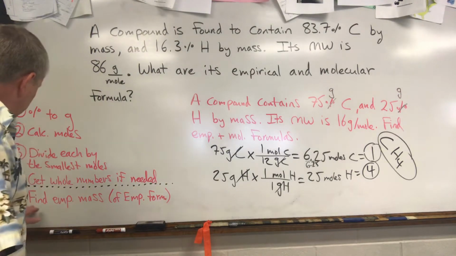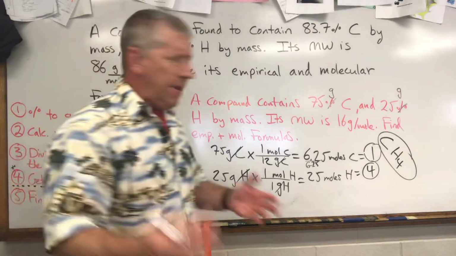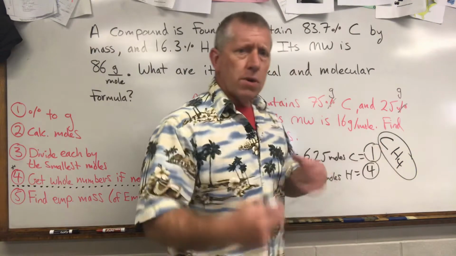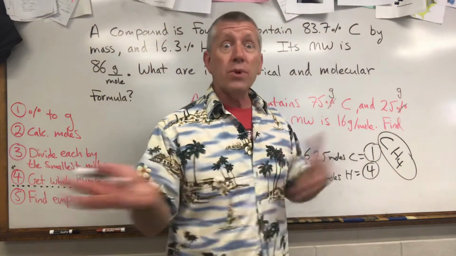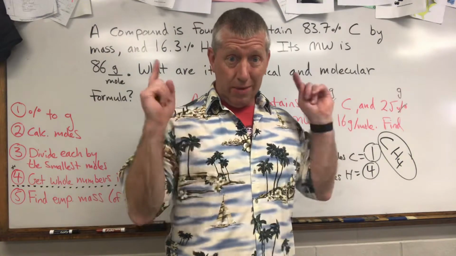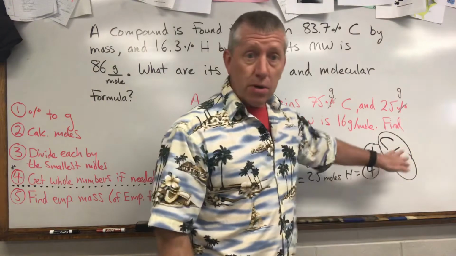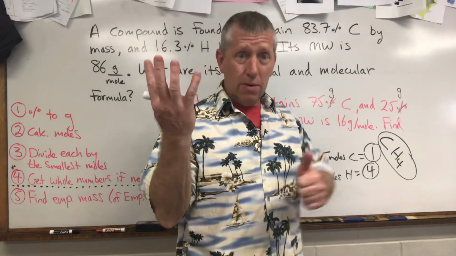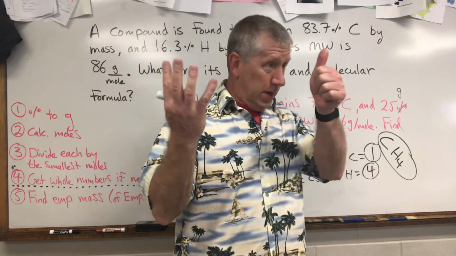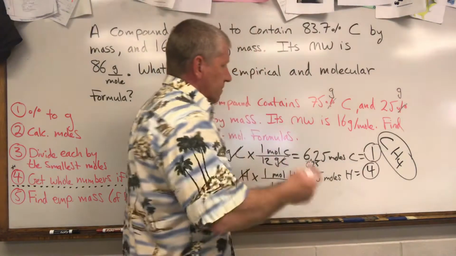So step 5, find the empirical mass. That means of the empirical formula. So what's the mass of this formula? If I were to go in and add these all up, all that stuff we learned earlier is coming to fruition, isn't it? We got to put it to use. That's my empirical formula, 1 carbon and 4 hydrogens. 4 times 1 is 4, and 1 times 12 is 12, so 12 and 4 is 16. So the mass of this is 16.